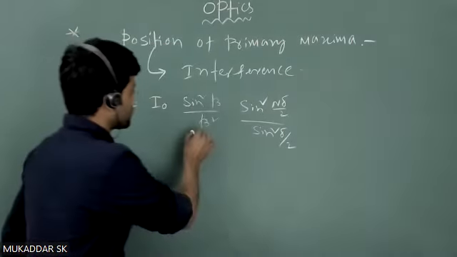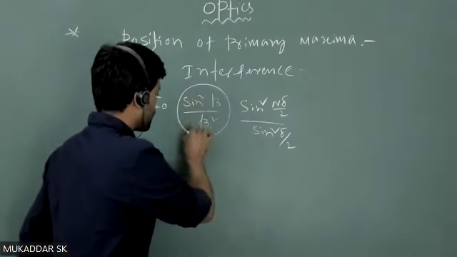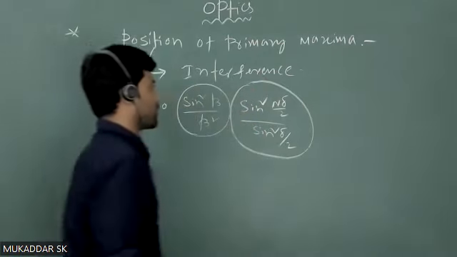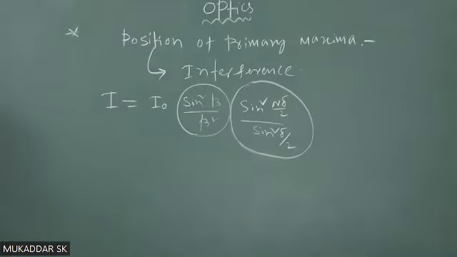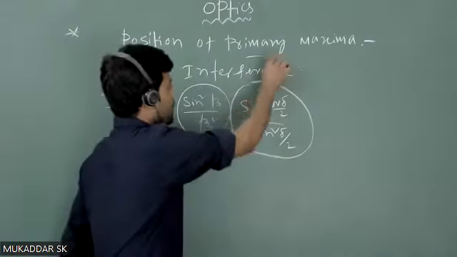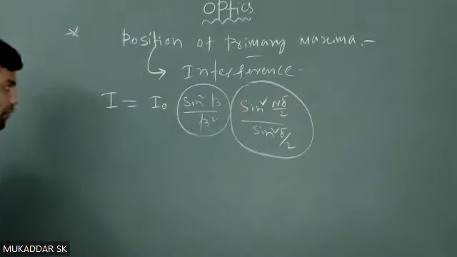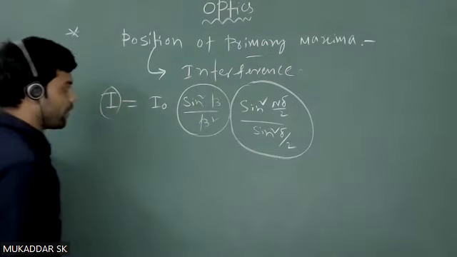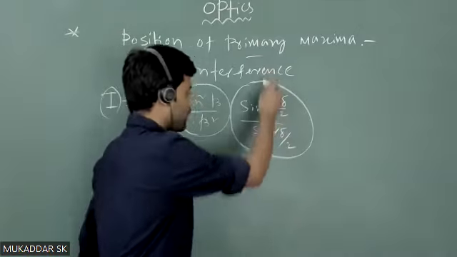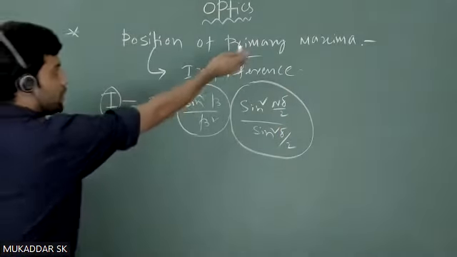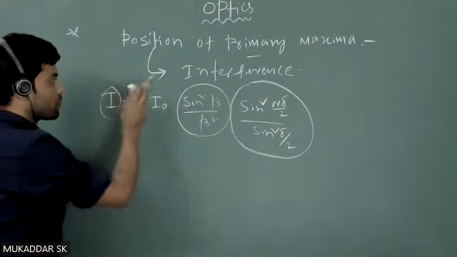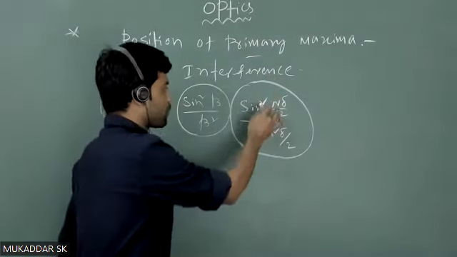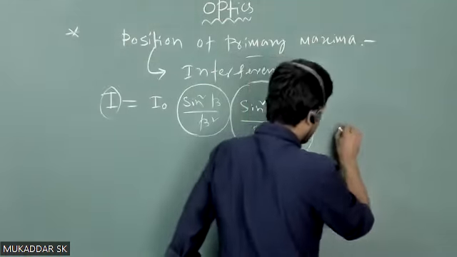And we have also discussed that this part is coming due to the phenomenon of diffraction, and this part is coming due to the phenomenon of interference. Since the principal maxima is coming due to interference, obviously I gets its maximum value because of this term. Okay? So in primary maxima, I will be maximum, and the cause of primary maxima is interference. Which term is representing interference? This term. So this term should be maximum. When will it be maximum?